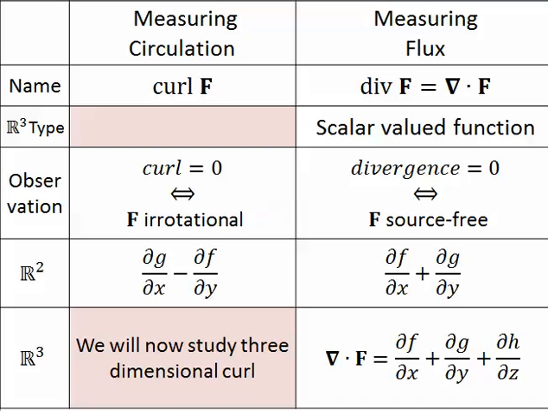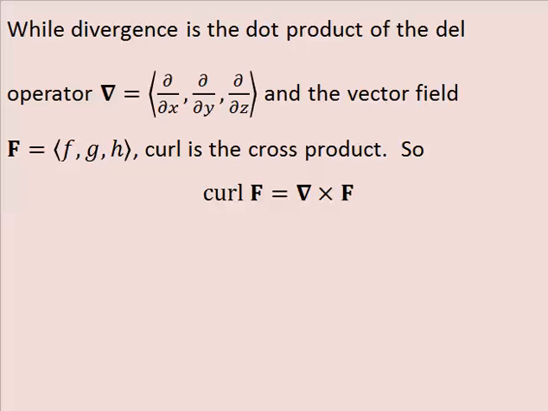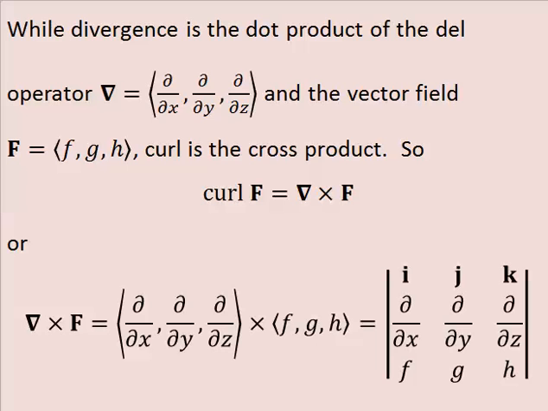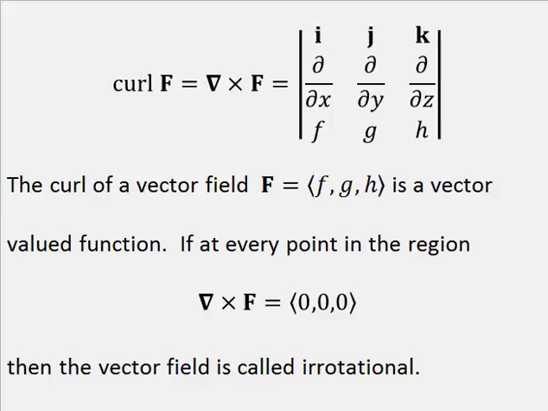Let's switch now to curl. Let's study three-dimensional curl. While divergence is the dot product of the del operator and the vector field, curl is the cross product. So curl of f is the del operator crossed with f, or the determinant of this matrix. The curl of a vector field is a vector-valued function. If at every point in the region the curl is the 0 vector, then the vector field f is called irrotational.